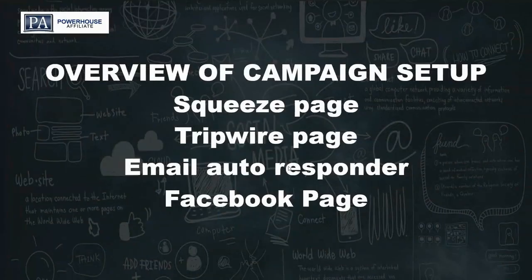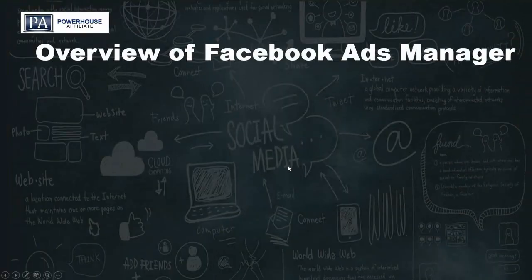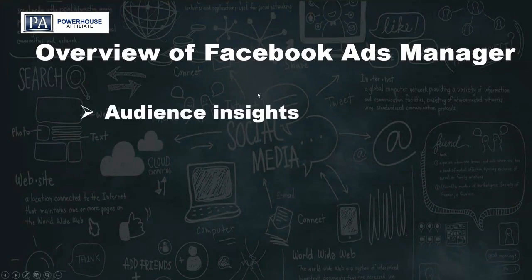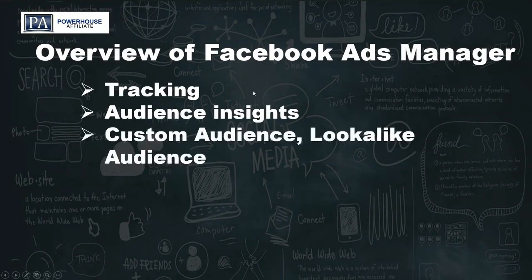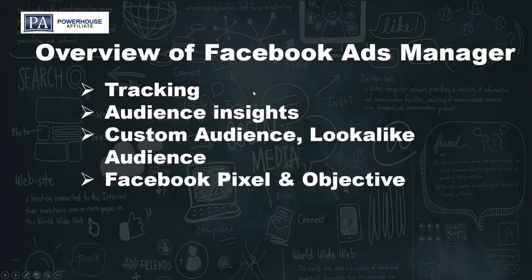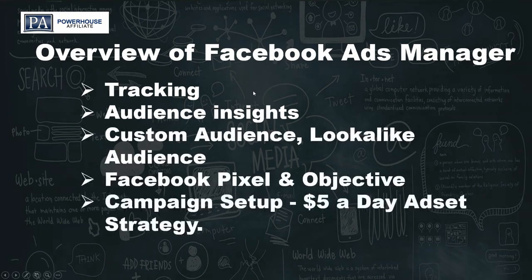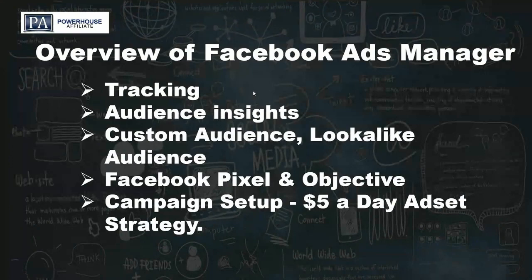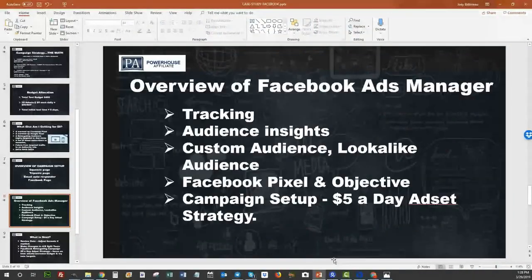Moving on. So now what we're going to do, I want to do an overview of the Facebook Ads Manager. What I'm going to talk about is the audience insights, the tracking, the custom audience, lookalike audience, Facebook pixel and objective, and then we're going to set up the campaign quickly, and I'm going to show you how I would go about doing this for the diet campaign. So I'm going to bring up my screen again, and we will do that right now.